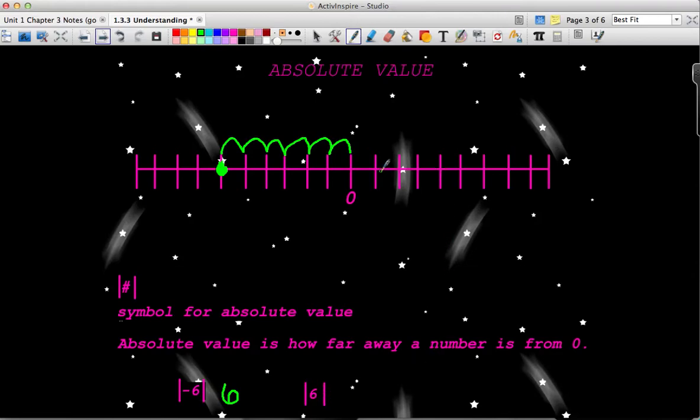And then on the same token, if we tried to find the absolute value of +6, we would mark it down on the number line, 1, 2, 3, 4, 5, 6. And then again, we would find that it is 6 places away from 0. So the absolute value of -6 and 6 is 6. Now this is different because in the opposite, if we were looking for the opposite of 6, it would be -6. We're not looking for the opposite here though, we are just looking for how far away the number is from 0.